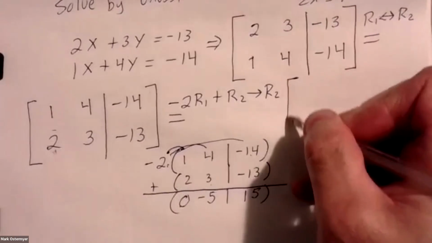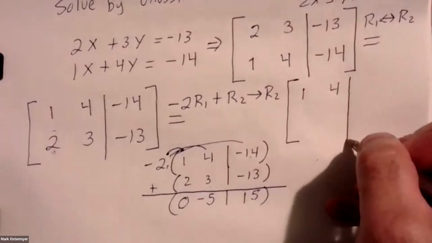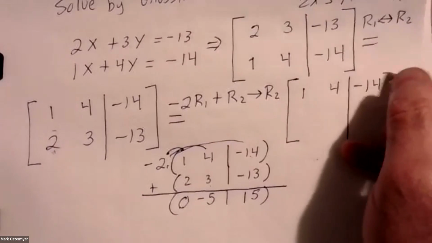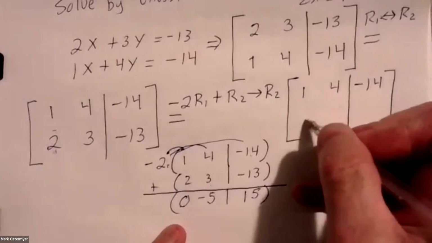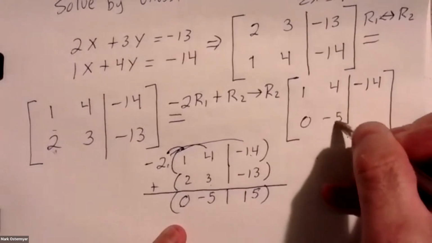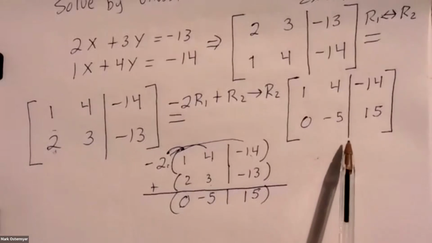Let's pencil in my new row 2. Notice I did not change row 1 this time around. I used row 1 to create a new equivalent row 2, namely 0, -5, 15. Everybody understand how we got to this matrix so far?